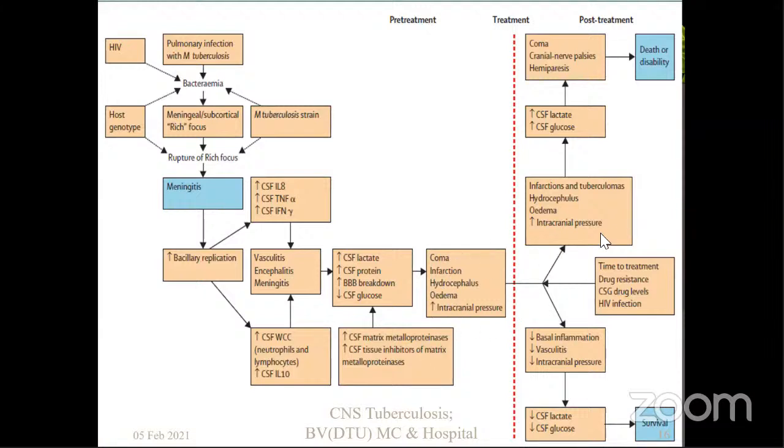And so there will be two things: time to treatment, drug resistance, and drug levels in CSF, and HIV infection. Either the response is good, basal inflammation decreases, vasculitis decreases, and CSF glucose improves with treatment, or complications take it up to cranial palsy, hemiparesis, death, or disability. So this is in brief the pathogenesis of tubercular meningitis.